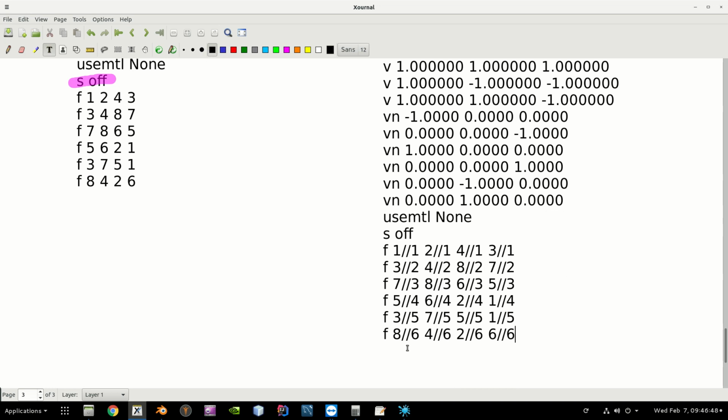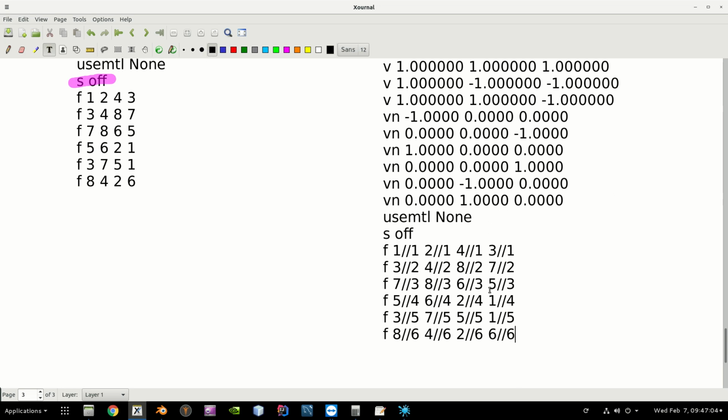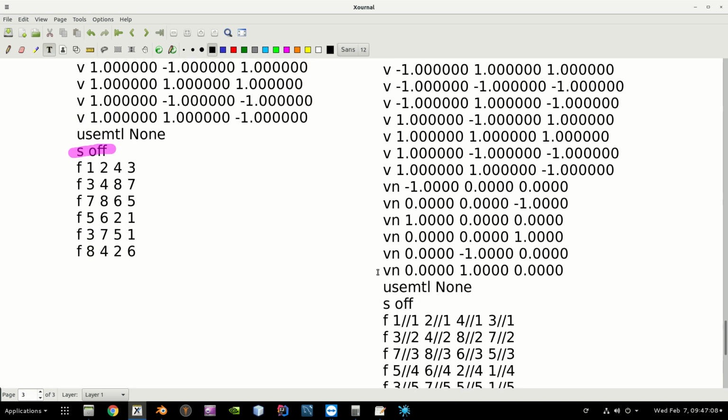Okay, so you can see that we have 6 different normals that are being used, right? 1, 2, 3, 4, 5, 6, and this is how it goes. These are the vertex normals. Any question about any of these things? Yep.